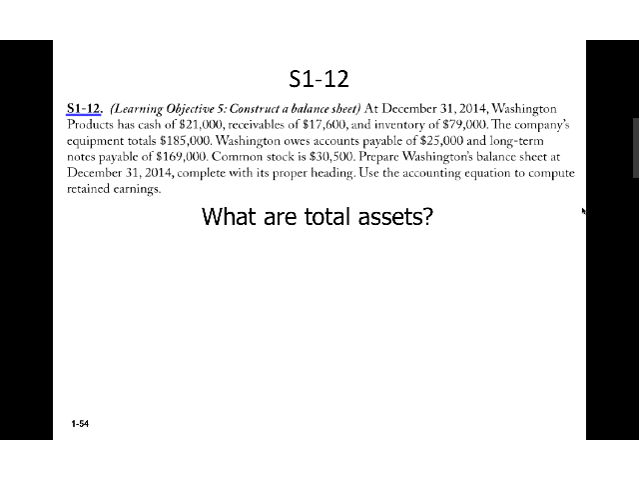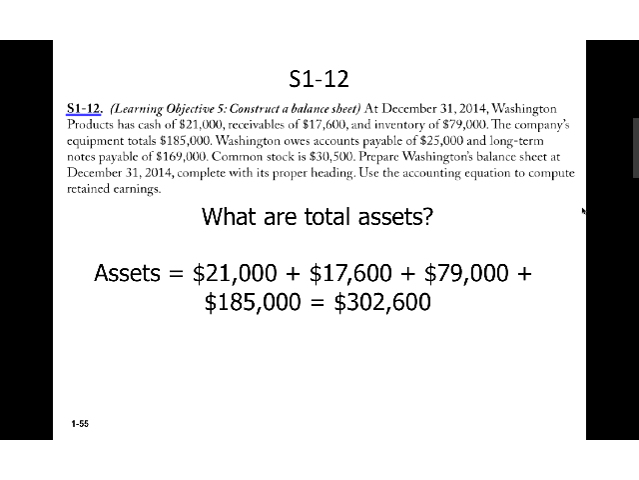So first question, what are total assets? Well, total assets, I need to calculate that. I go through and I'm going to add cash of $21,000, receivables of $17,600, inventory of $79,000, and equipment of $185,000. So I add those four together and I get $302,600. That's my total assets. Okay, so I have total assets.